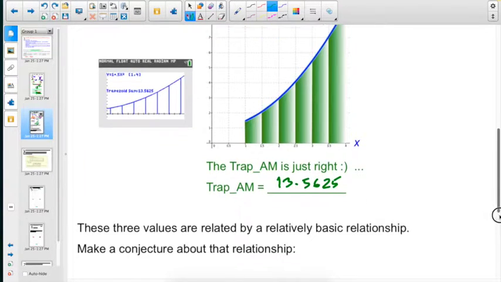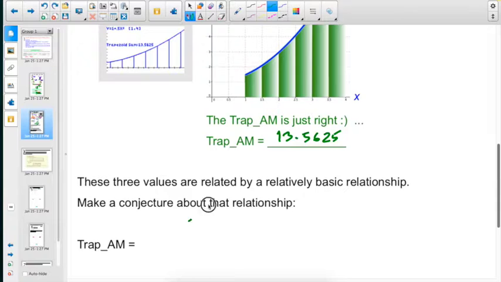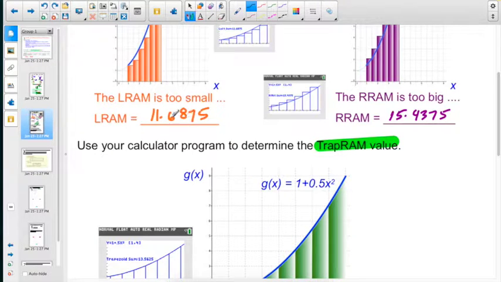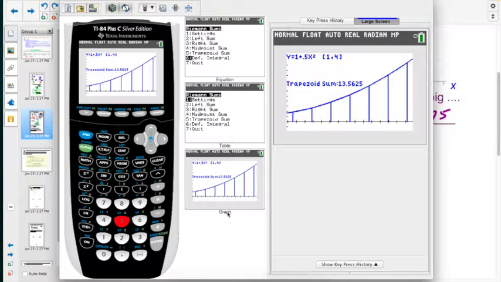since it's in between the two values, let's just try taking the two values and averaging them. So we'll take our LRAM and our RRAM and add them together and divide by 2. So we'll take our 11.6875 and our 15.4375.